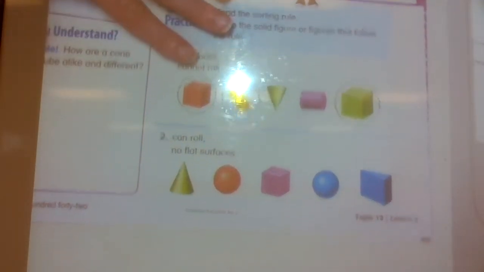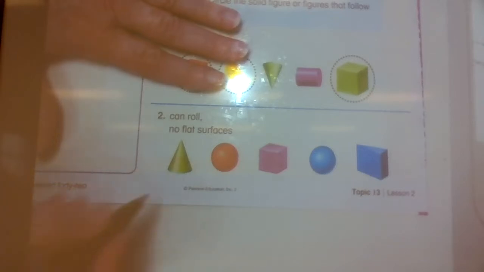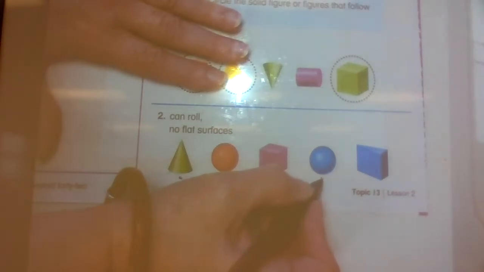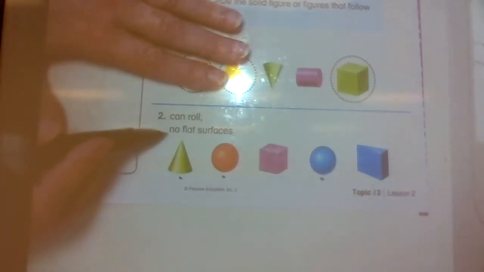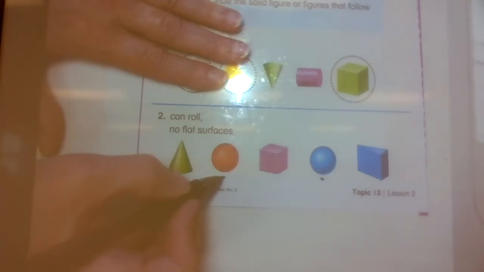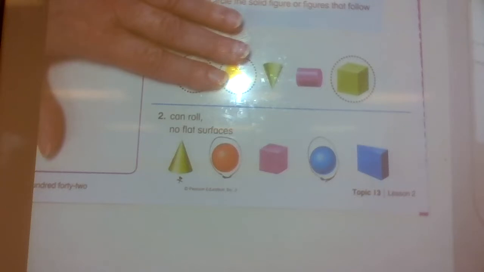All right, let's look at number 2. It says it can roll. All right, so I'm just going to put a dot under the ones that do roll. Can it roll? Yes, yes, no, yes, no. All right, now the next clue, no flat surfaces. Does this have a flat surface? Yes, okay. So no flat surface. So we have a red and a blue sphere. We don't say ball. It's not a ball. It's a sphere. That's the kind of shape it is. A ball is a kind of sphere.